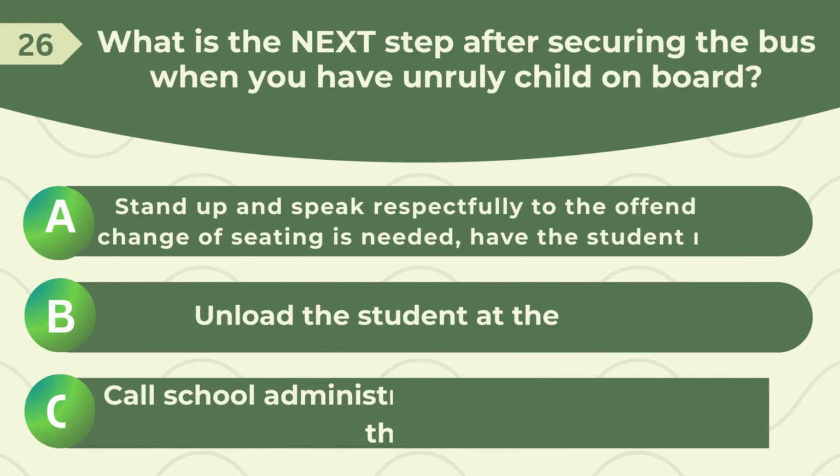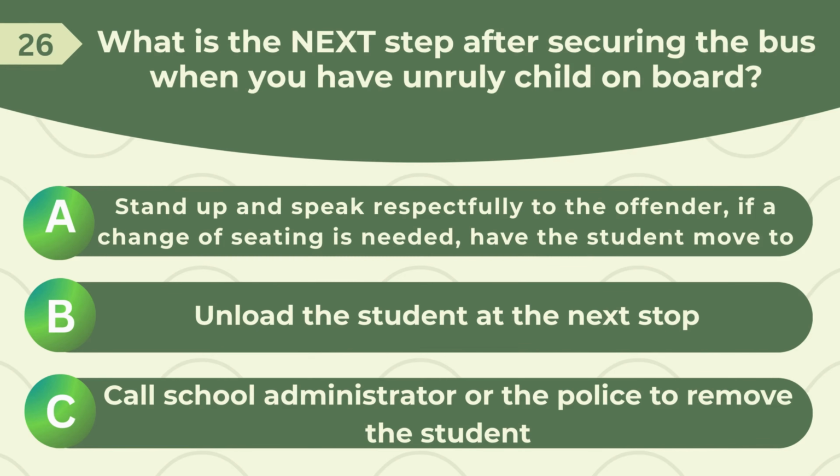What is the next step after securing the bus when you have an unruly child on board? A. Stand up and speak respectfully to the offender. If a change of seating is needed, have the student move to. B. Unload the student at the next stop. C. Call school administrator or the police to remove the student.